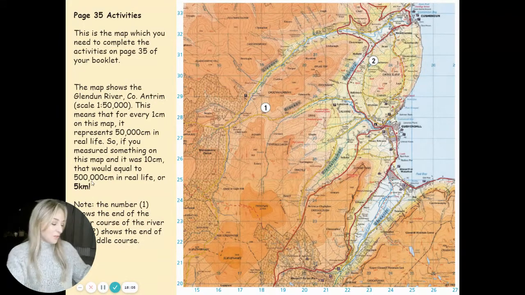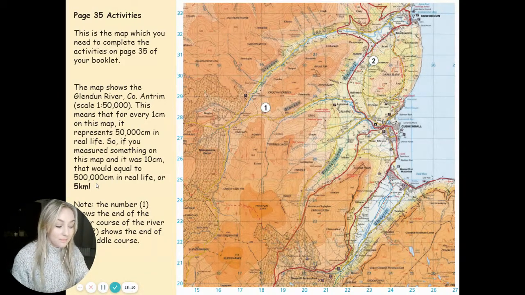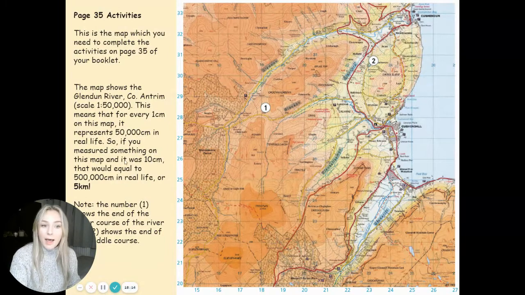The other thing to notice is that the question asks for your answer in kilometres, doesn't it? So that's why what I've done is I've measured 10 centimetres on the map, but that would equal 50,000 centimetres in real life. And then I've converted it to 5 kilometres because 5 kilometres is 500,000 centimetres, but you wouldn't write that, you would write 5k.